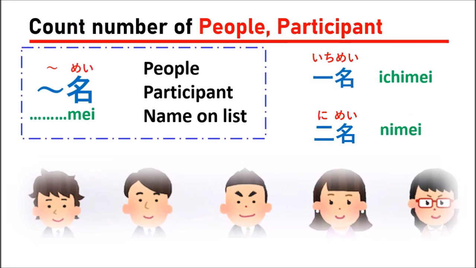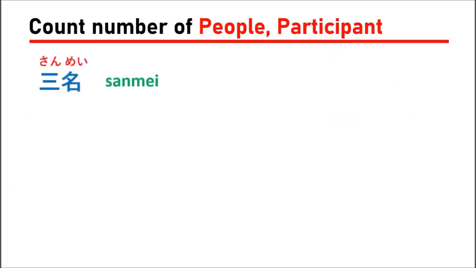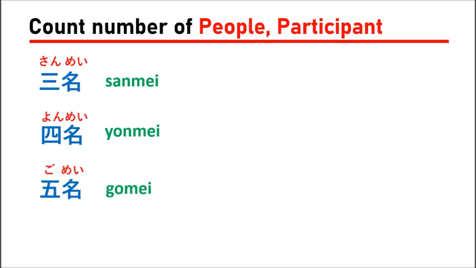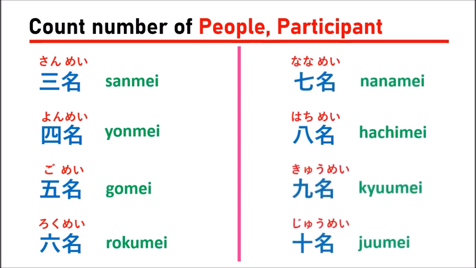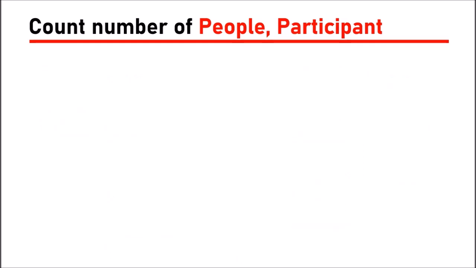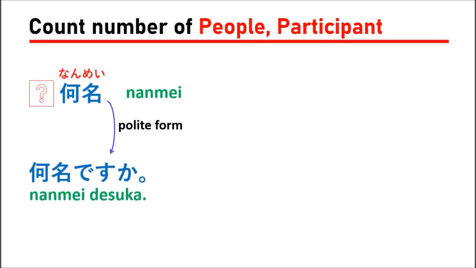This depends on the situation you are talking about and the meaning of the sentence that you are using. 3名、4名、5名、6名、7名、8名、9名、10名。And when you want to make a question, you can say 何名。Or you can say in the polite form 何名ですか, which means how many people.